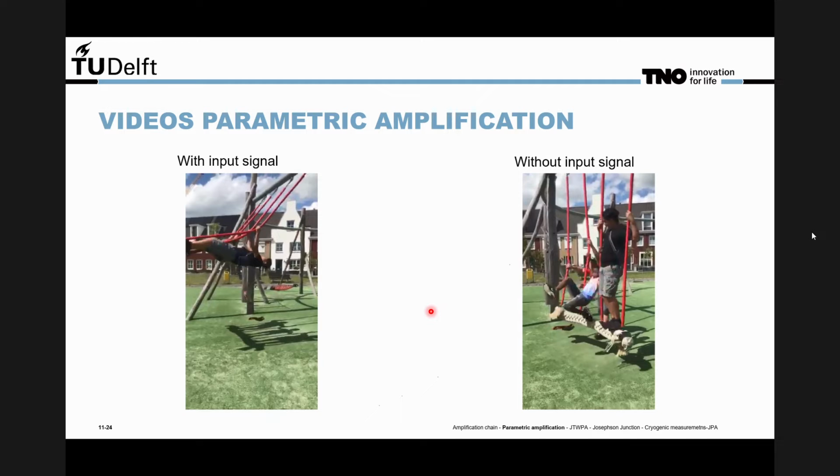I don't have the time to compare this with the electrical case, but I would be happy to return to it in the Q&A.